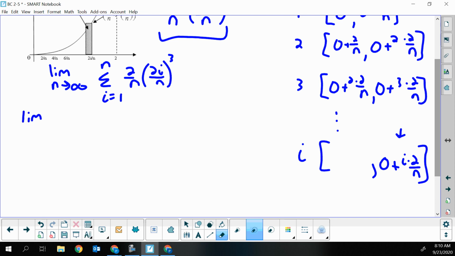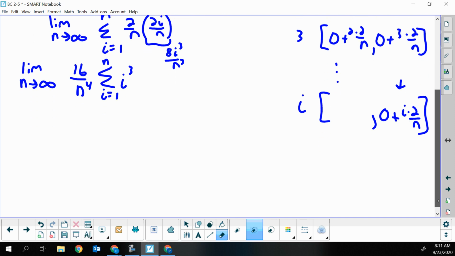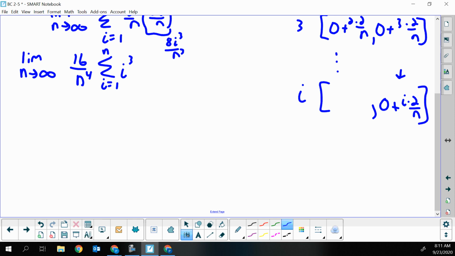In our summation, to the right of the summation, we only need to keep the i things, because i is what we're subbing into. We're going to sub in 1 for i, 2 for i, and so on. Anything else we can pull out front. This here is the same as saying 8i cubed over n cubed. We need to leave the i cubed inside. But the 8 over n cubed and the 2 over n we can pull out front to give us 16 over n to the fourth. Again, we can pull those out because they do not involve i's.